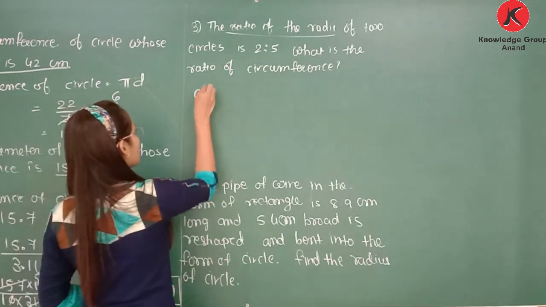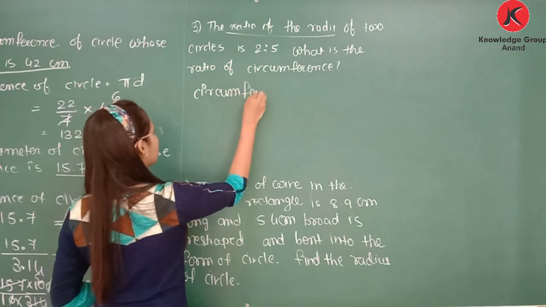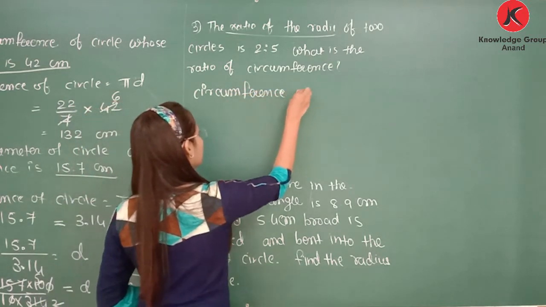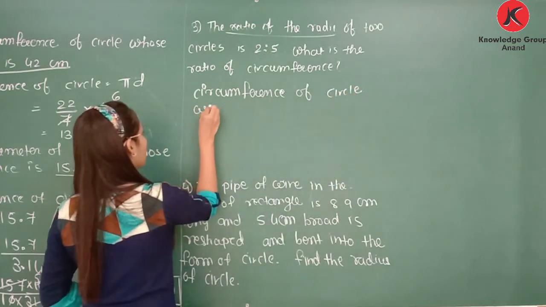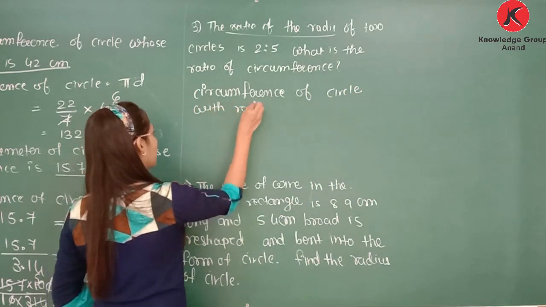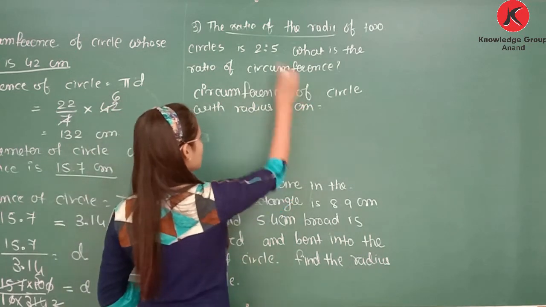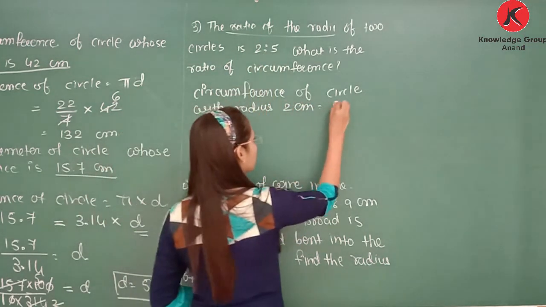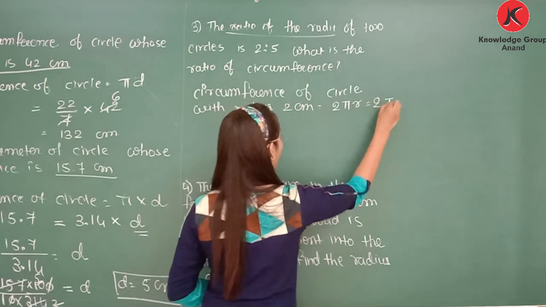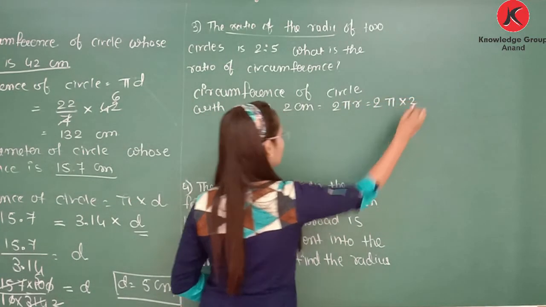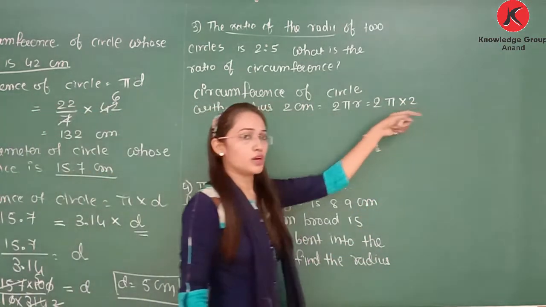So circumference of the first circle with radius 2. Let's say 2 as in 2 centimeters. So that is what? 2 pi r. 2 pi multiplied. Radius is 2 given. So we write here 2.